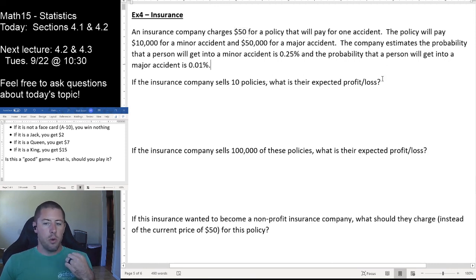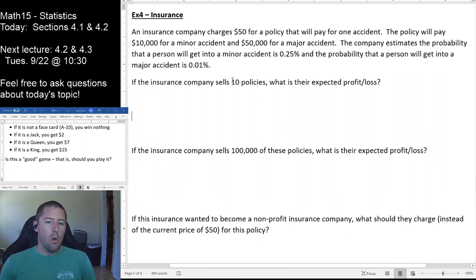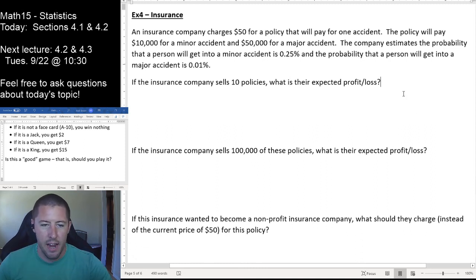So, the first question that I want to ask here is, if the insurance company sells only 10 of these policies, what is their expected profit or loss? And this is sort of my dumb question to get us started. The deal is that there are very, very few insurance companies that sell any form of policy that they're ever expecting to sell to only a very small number of people. So notice here that when there's only 10 policies getting sold, there's only a finite number of outcomes that could possibly even happen here, right?